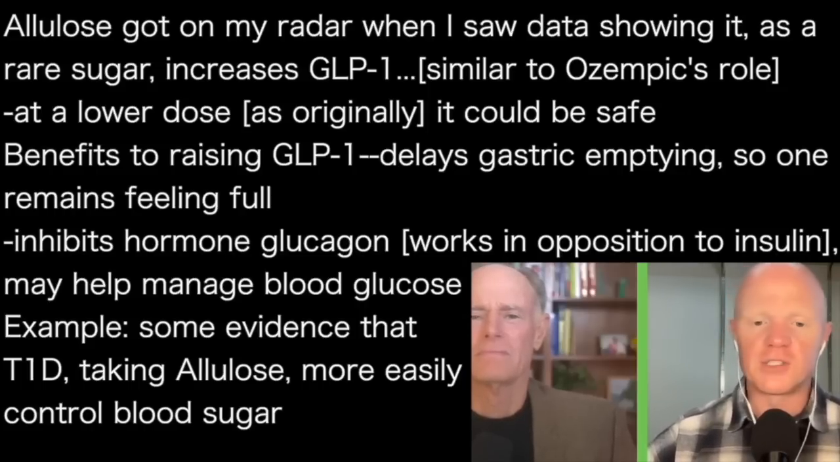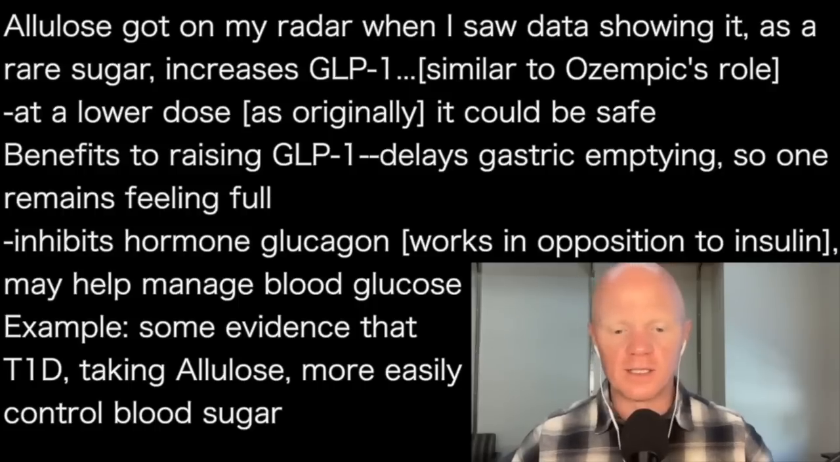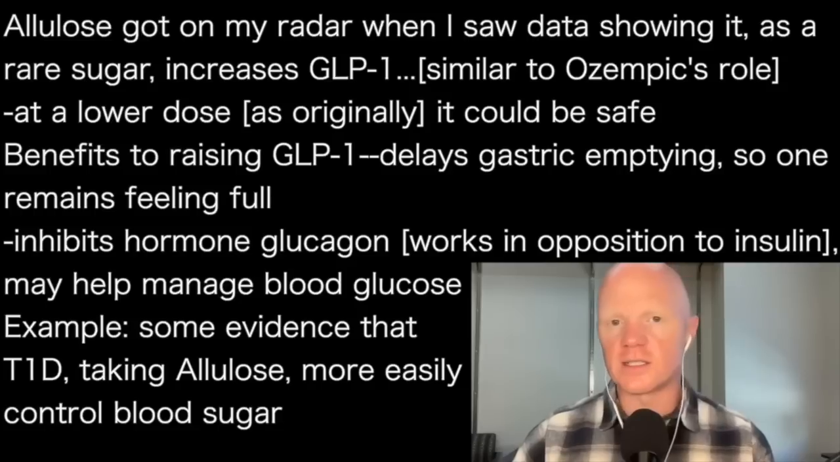Another benefit of GLP-1 activation that we can see with allulose is that it inhibits the hormone glucagon. And as much as we've been talking about insulin, glucagon is insulin's opposite, with a few different metabolic pathways or metabolic processes, most especially being blood glucose levels.